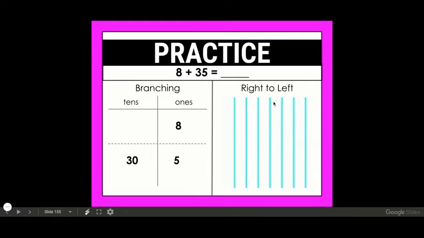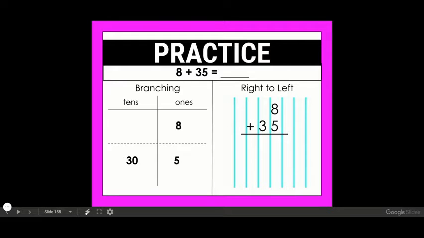Now I'm going to come over here, and I'm going to set up my problem for right to left. When I set up my problem for right to left, the most important thing is to line up your ones with your ones and your 10s with your 10s. So remember, I like to take my notebook paper and turn it sideways. That way I can keep everything nice in line. So I'm going to set it up as 8 plus 35.